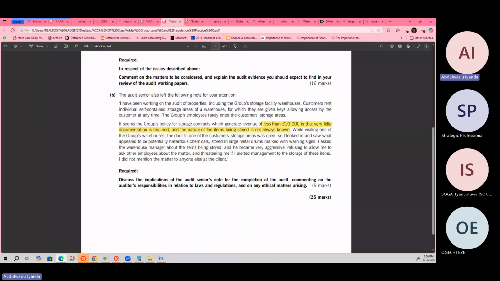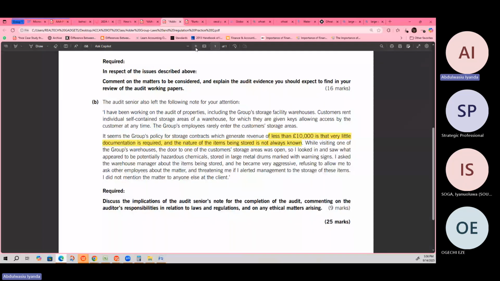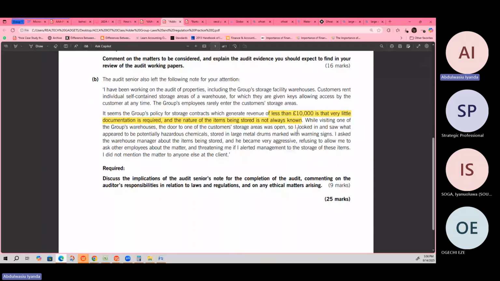Let's go again. While visiting one of the group warehouses, the door to one of the customer's large areas was open, so I looked in. I saw what appeared to be potentially hazardous items stored in a large metal drum marked with a warning sign. I asked the warehouse manager about the item being stored, and he became very aggressive. Wow.